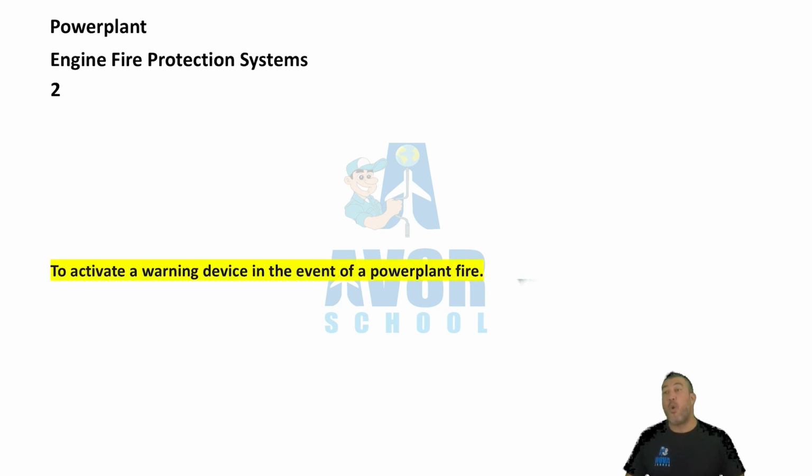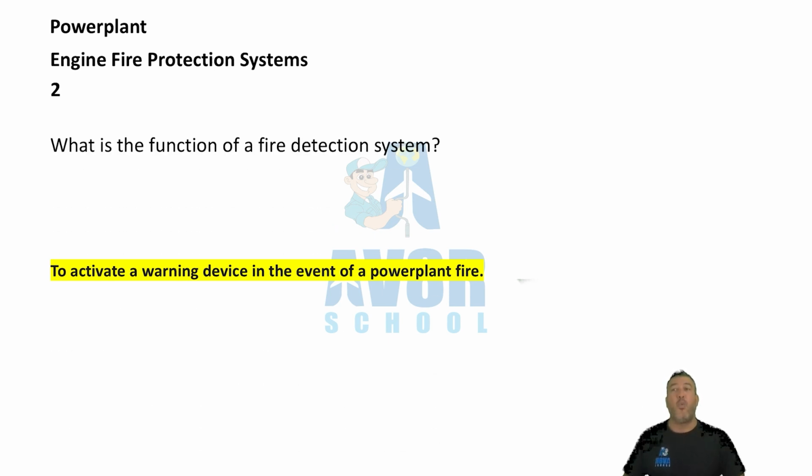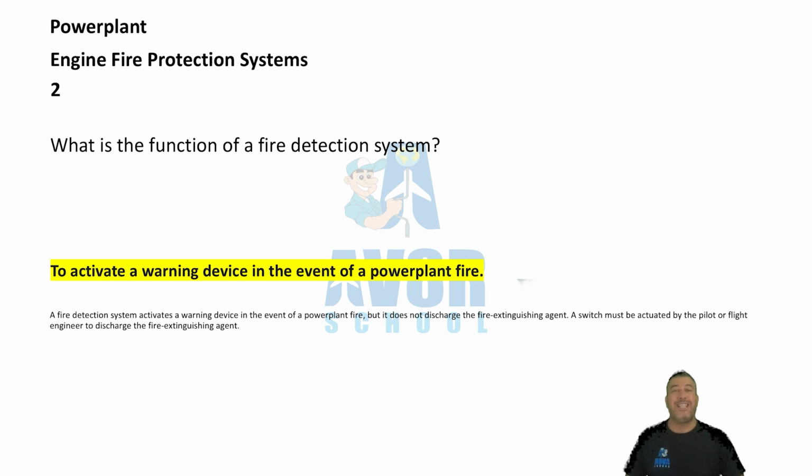Question number 2. To activate a warning device in the event of a power plant fire. So what is the function of the fire detection system? It is to activate a warning device in the event of a power plant fire.